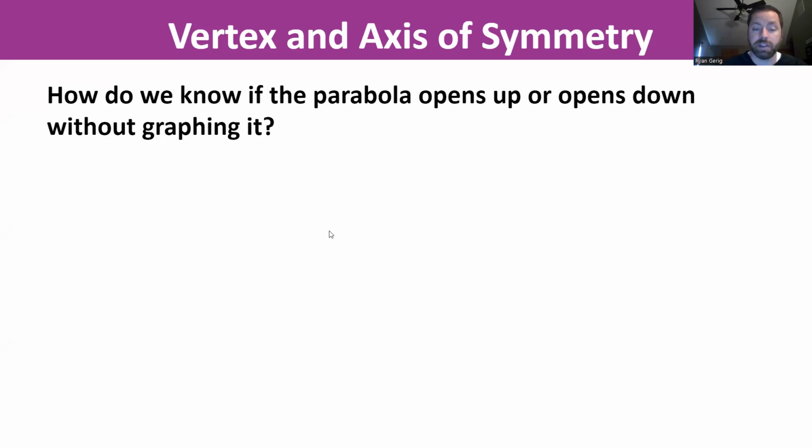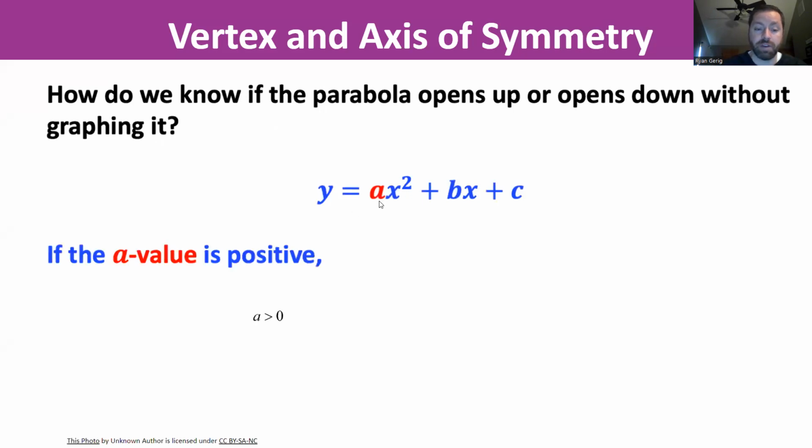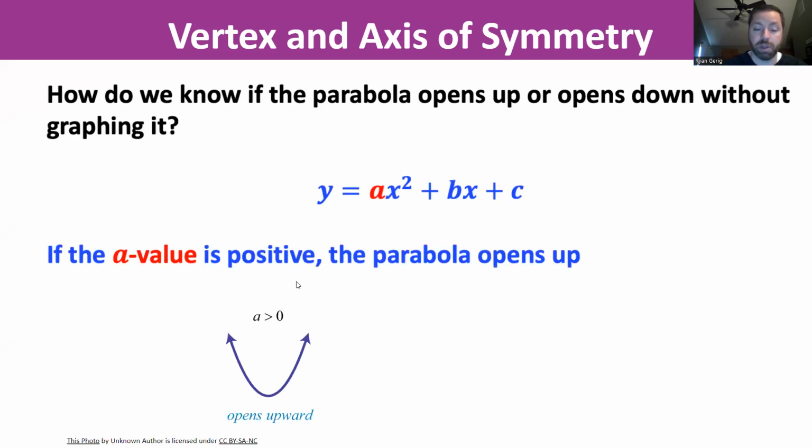All right, so how do we know if the parabola is going to open up or down without graphing it? We've talked about this one before, so this is a review. We look at the A term. If the A value is positive, that means the parabola opens up. This is what opening up looks like. It looks like a smiley face. That's when A is positive.